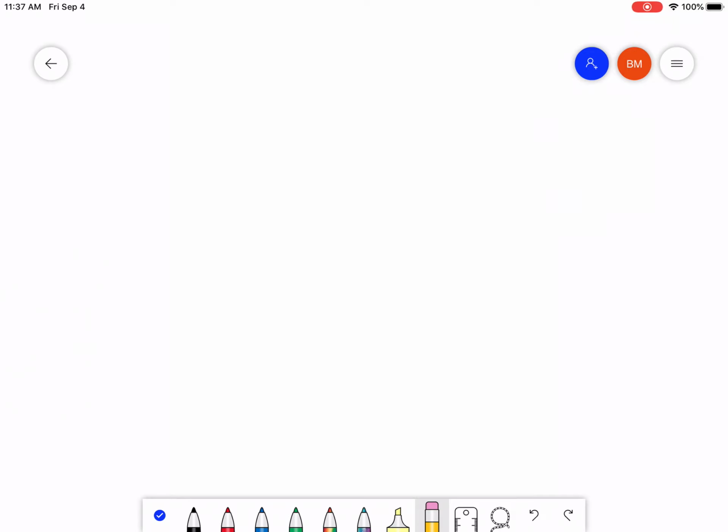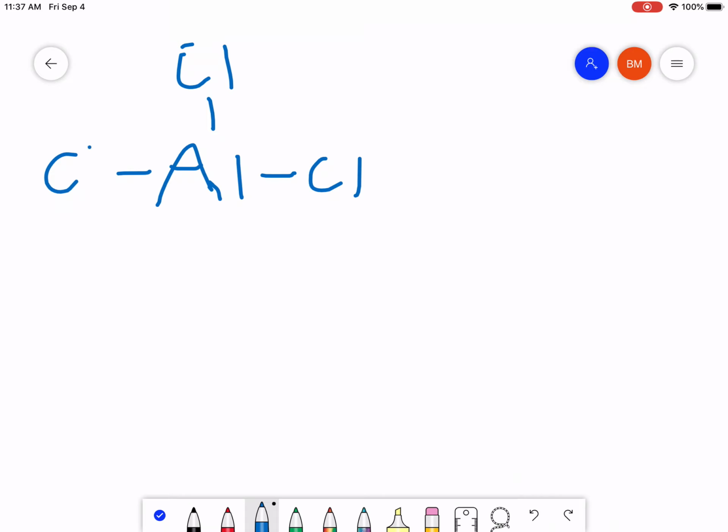All right, let's take a look at another one. Another common Lewis acid that we use in organic chemistry, aluminum trichloride. You'll use this one in organic too. Aluminum trichloride, again, very similar to boron, right? You see this aluminum only has 6 electrons in its outer shell. It can accept another pair, right?